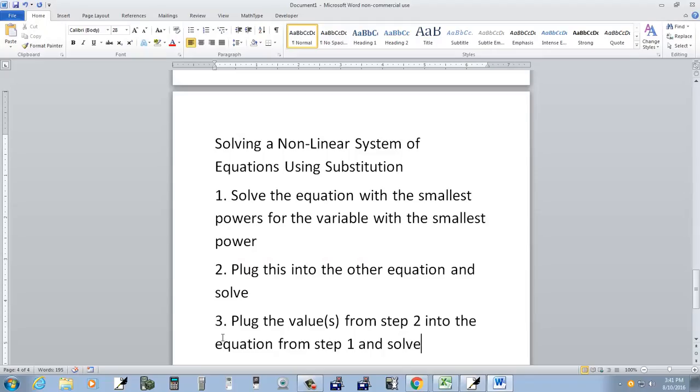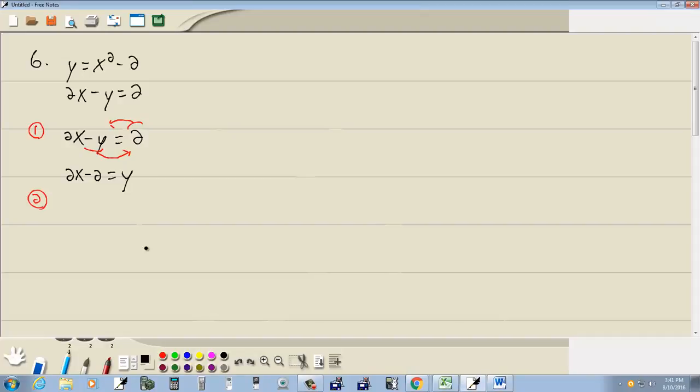And then step two says, plug this into the other equation and solve. Our other equation is y is equal to x squared minus 2. Now right here we said y is equal to 2x minus 2, so we're going to place the y here with 2x minus 2. And then solve. Well, this is a quadratic, so I want to get everything over one side, 0 on the other. So I'll take the 2x minus 2, move those to the right side.